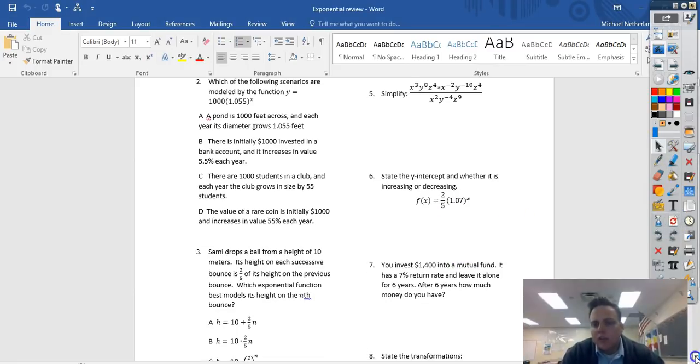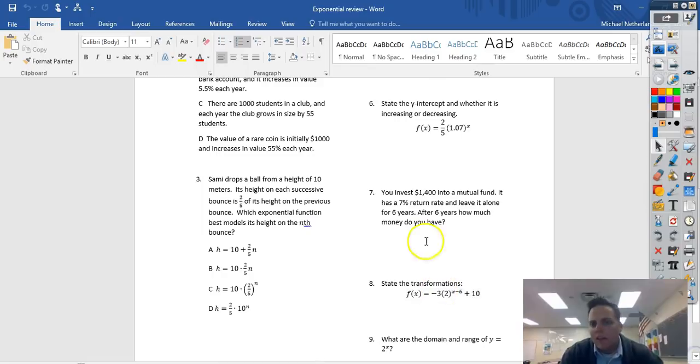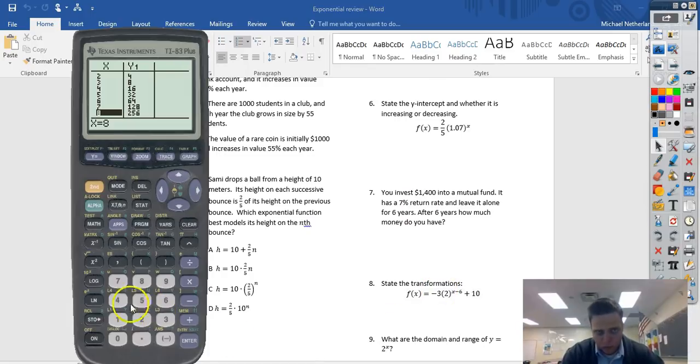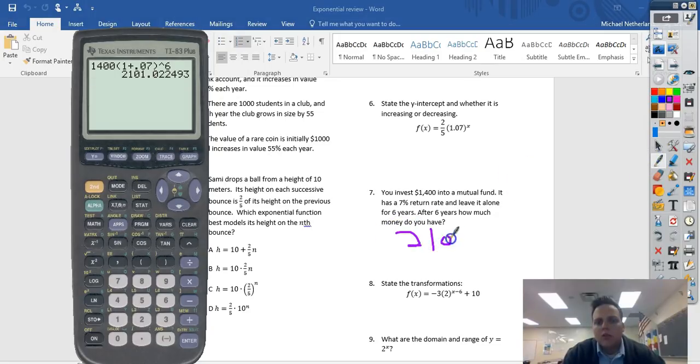Problem number 7, we're just going to use that formula we wrote out earlier. In fact, I'm not even going to write anything. I'm going to let the calculator do all of it for me. So I'm going to get 1,400 times, this was 1 plus my rate of change, so 0.07, raised to, how many years did I leave it alone? 6. And I would have $2,101.02.